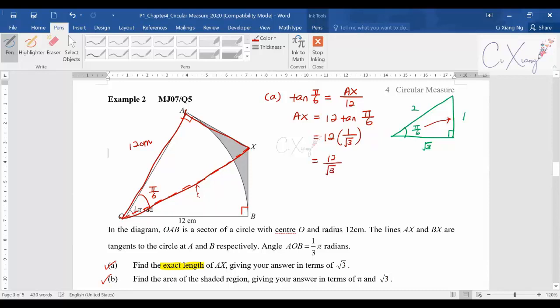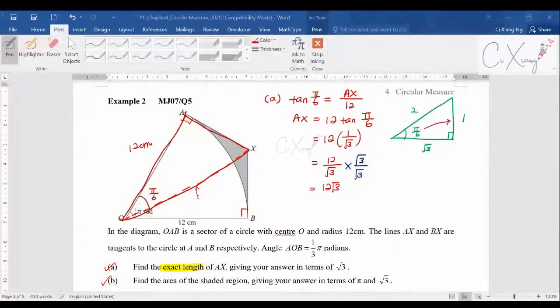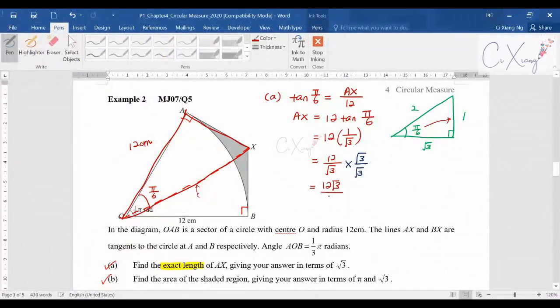I think I told you before, we actually don't like to have the answer with a surd at the denominator, so we rationalize it. How are you going to rationalize this one? You multiply it with square root 3 over square root 3, on top and bottom. Then generally you have 12 square root 3 divided by 3. And then after that, if you further simplify, you will get 4 square root 3. So this is actually the exact length for AX.